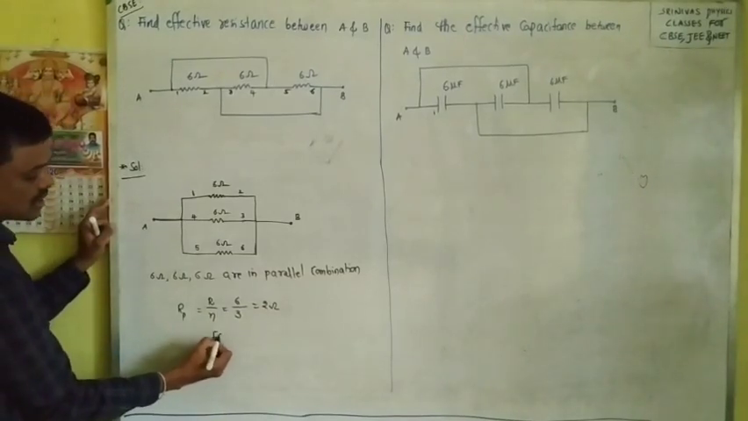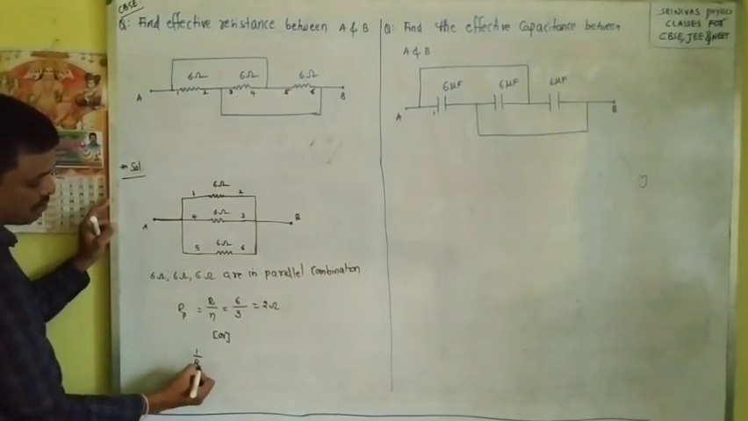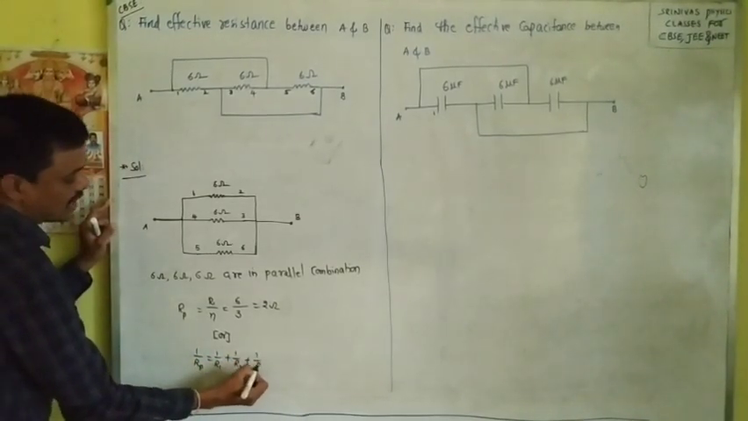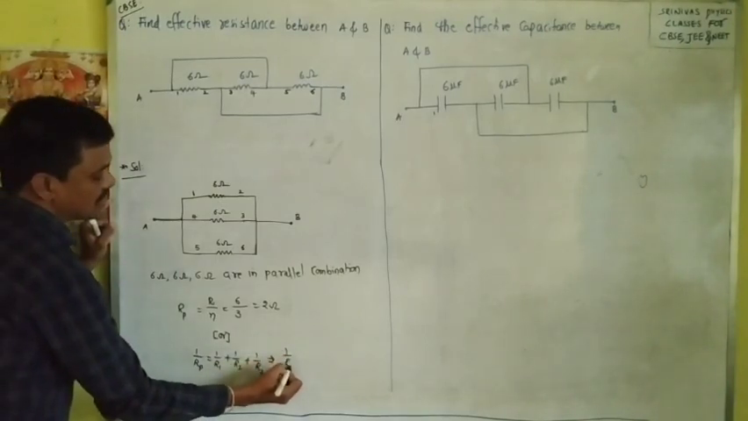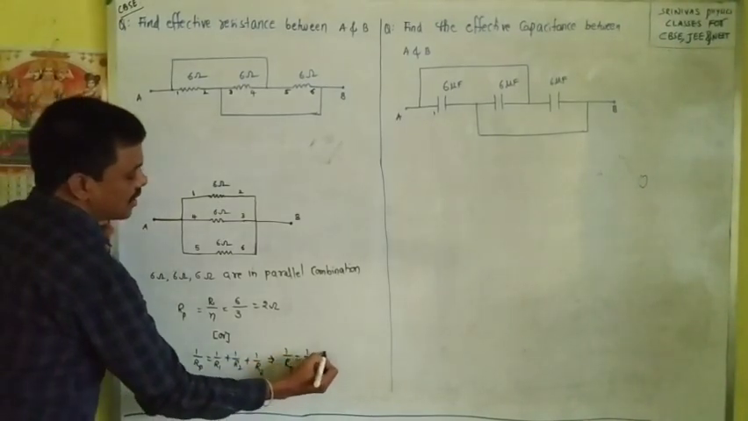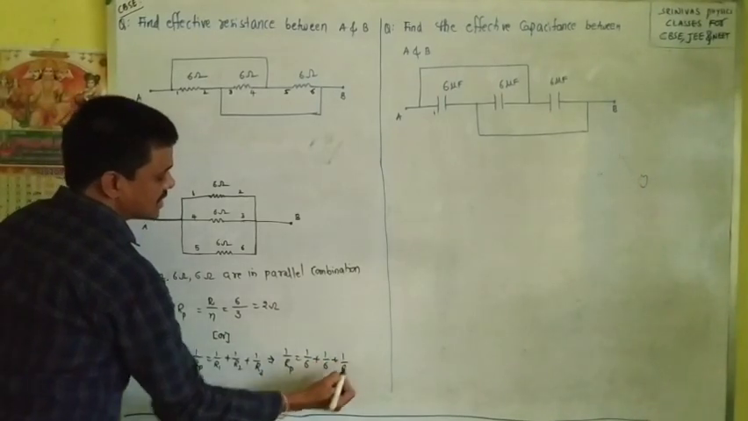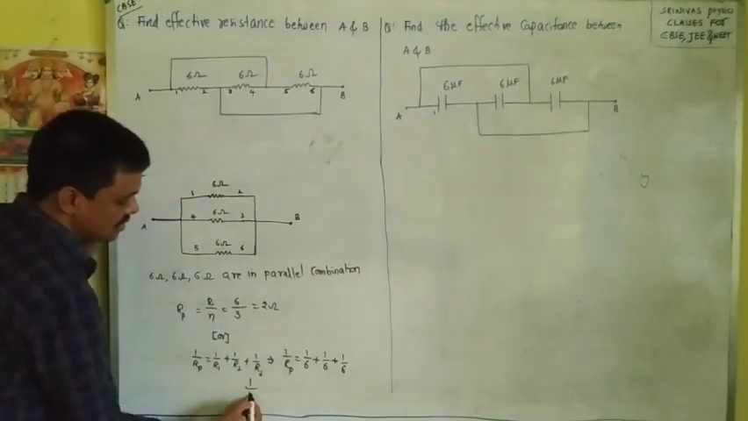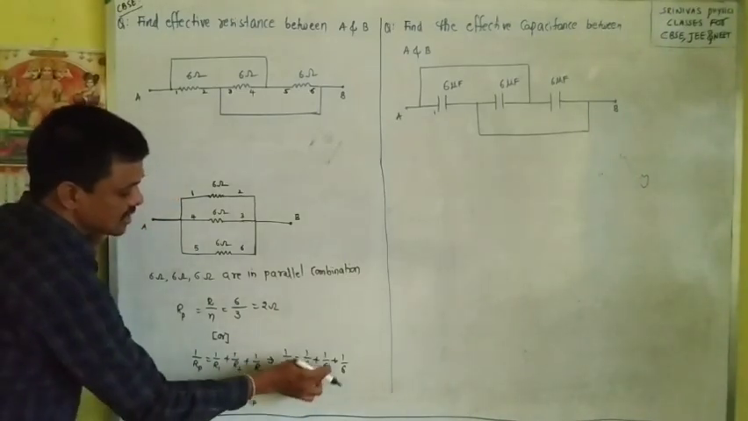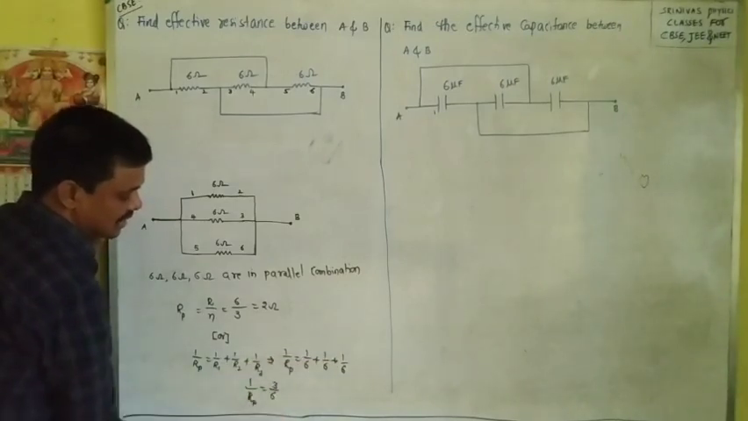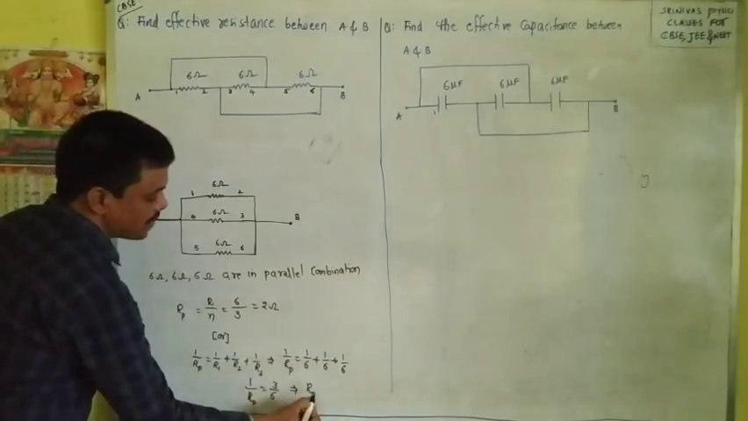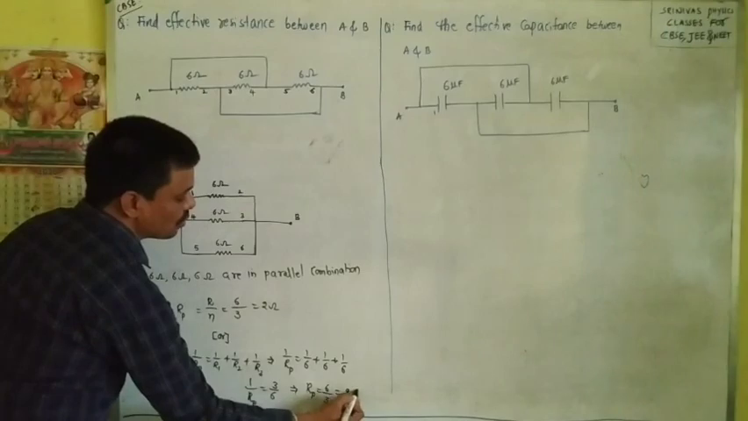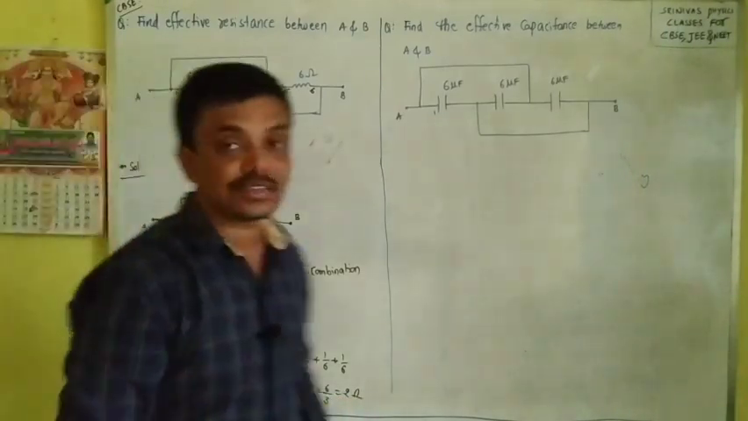Or otherwise you can use the general formula also, that is 1 by Rp is equal to 1 by R1 plus 1 by R2 plus 1 by R3. That is 1 by Rp is equal to 1 by 6, 1 by 6, 1 by 6. And then we will get 1 by Rp is equal to 1 by 6 plus 1 by 6 plus 1 by 6, that is 3 by 6, right? Then Rp is equal to 6 by 3, that is nothing but 2 ohm, right? Solution completed.